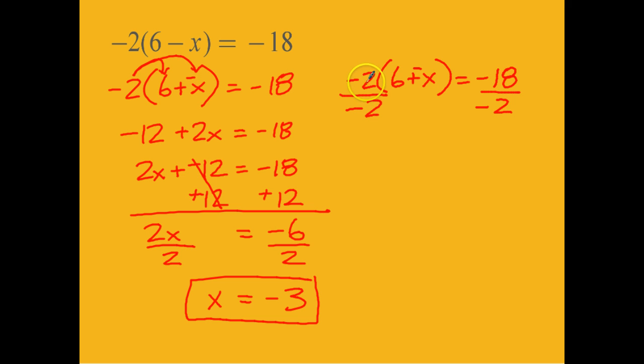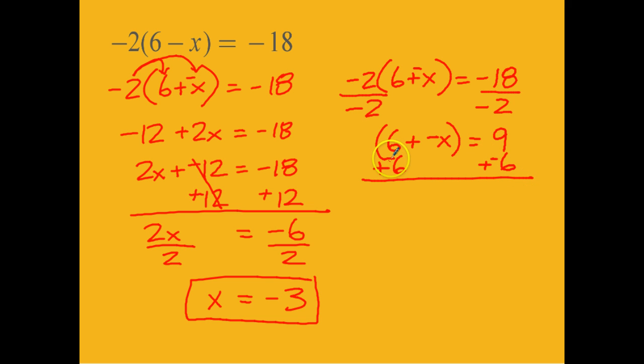That leaves me with negative 2 divided by negative 2 is 1. That gives me 6 plus negative x is equal to 18, because negative divided by negative is positive, and 18 divided by 2 is 9. Then I want to say, well, this is adding 6, so we'll go down 6. It's adding a negative 6, and we'll add a negative 6 here.